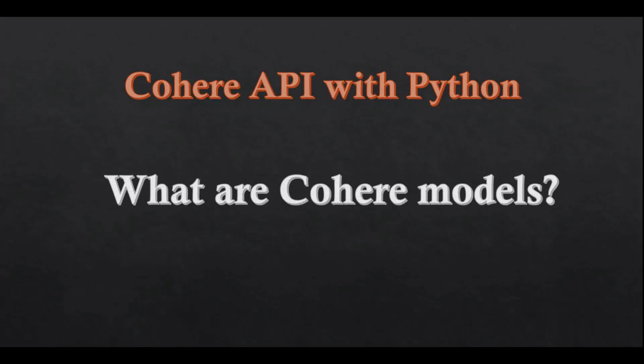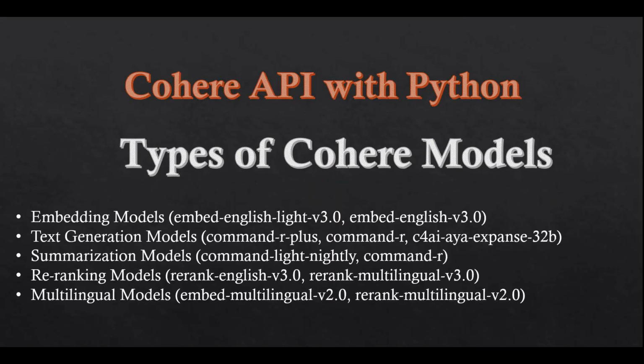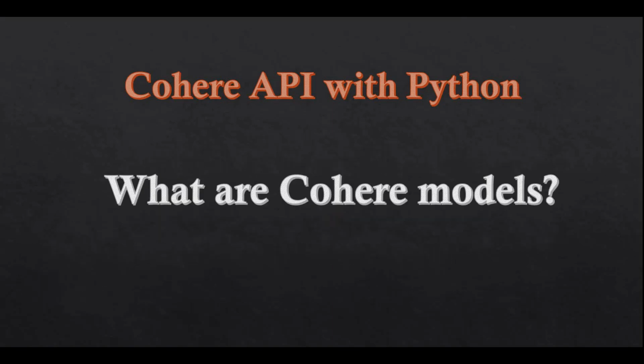In this lesson, we want to learn about Cohere models. Cohere provides different pre-trained models. Each one is used for different tasks like text generation, summarization, classification, and many more. In this video, we'll explore what these models are, how they work, and how to choose the right one for your NLP project. So first of all, let's talk about what these models are.